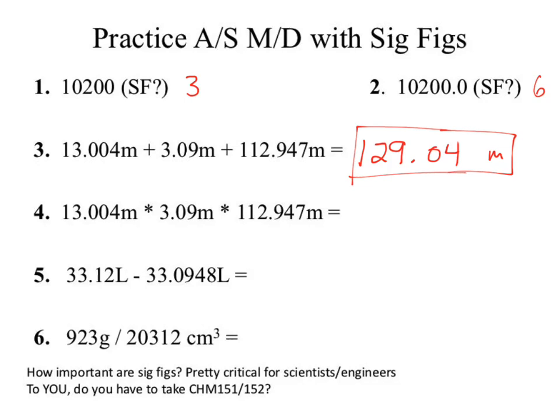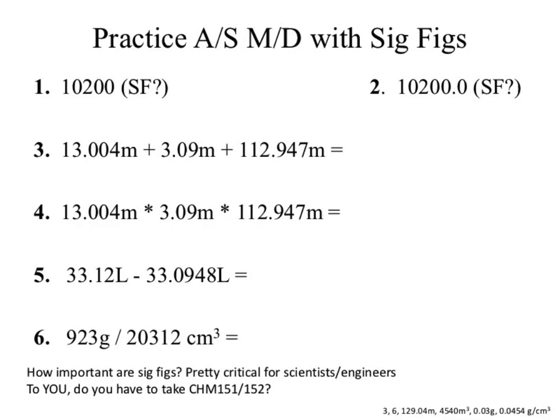Okay. Interesting observation. How many sig figs do I have? 5. 3.09 has? 3. By doing that mathematical operation, I increase the number of sig figs. Fair game. I'm allowed to do that. Okay, Dominic. Okay. We'll get to 5. Take a look at 4.